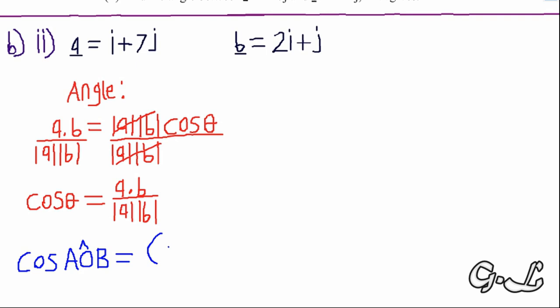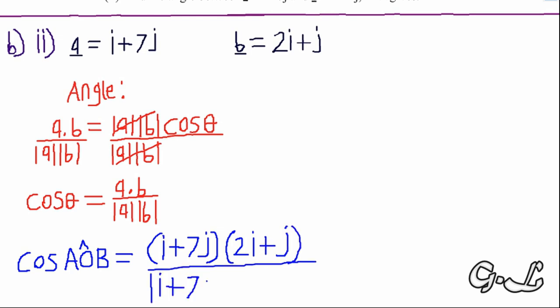Our vector A is i plus 7j, like that. Again, there we also have another one, since those two are multiplying, in case you lost. Vector A and vector B are multiplying. And then down there, we're going to have the magnitude of A and the magnitude of B. Those two need to multiply.